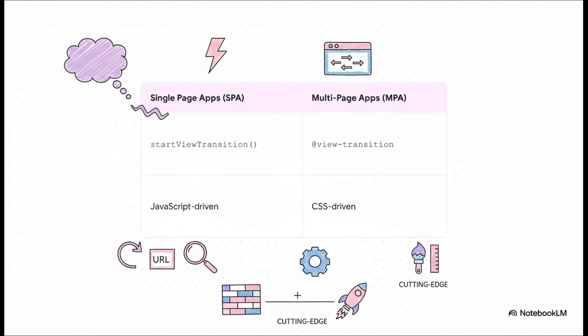If you're building a single-page app, you wrap your DOM updates in the startViewTransition function. But, and this is the amazing part, for a traditional multi-page website, you can now get a default crossfade animation with one single CSS rule. It's seriously one of the easiest ways to add a huge UX boost to your site today.